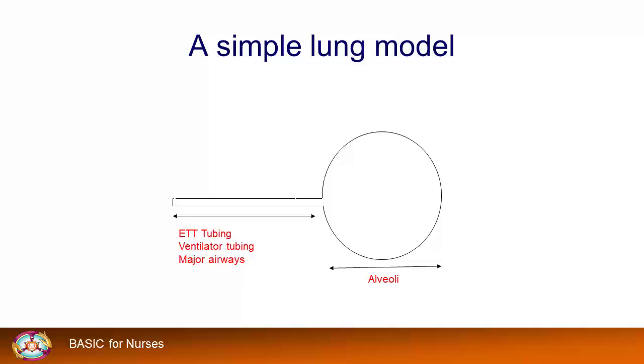When we deliver a mechanically generated inspiratory breath, gas flow travels from the ventilator through the circuit, through the endotracheal tube, through the airways, and to the alveoli. We can think of this as a tube with a balloon at the end. The tube represents the ventilator tubing, the endotracheal tube, the trachea, and major airways, whilst the balloon represents the alveoli, where gas is exchanged between the air and blood.